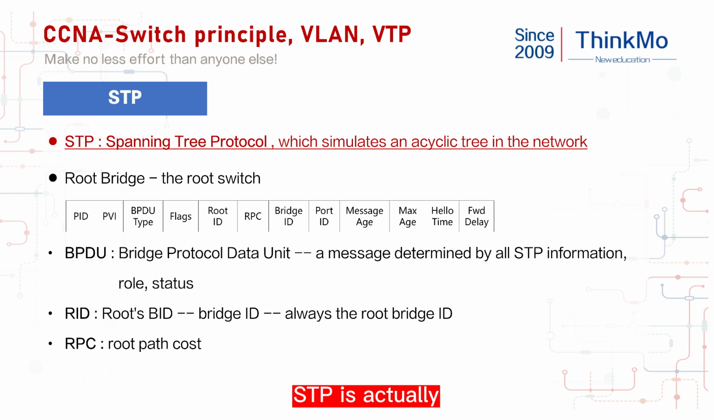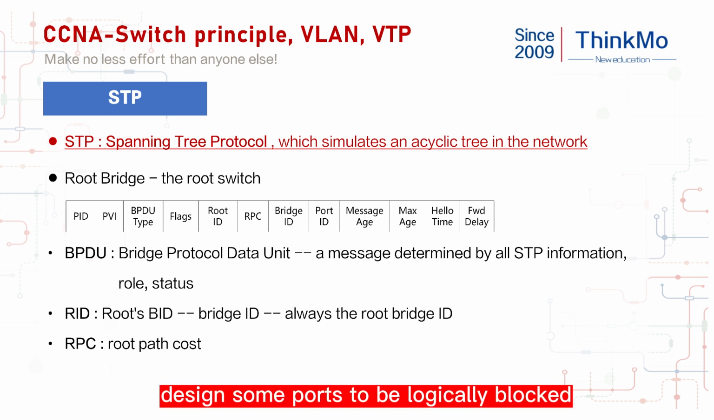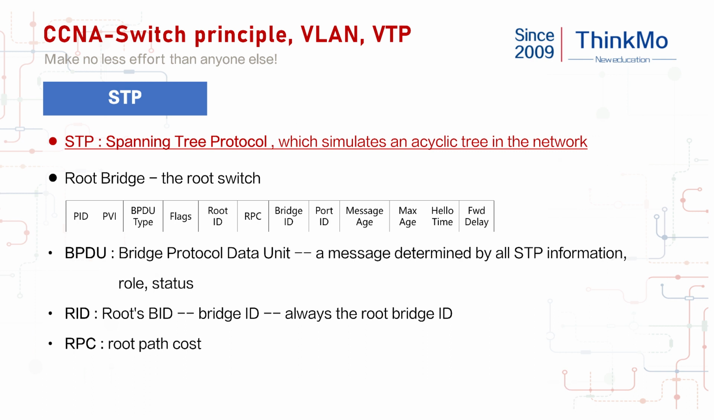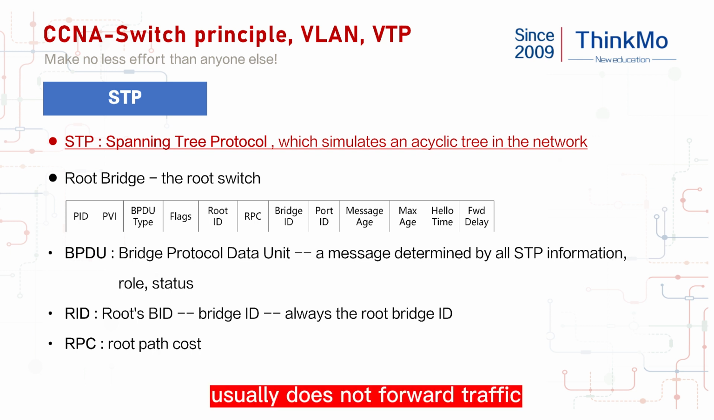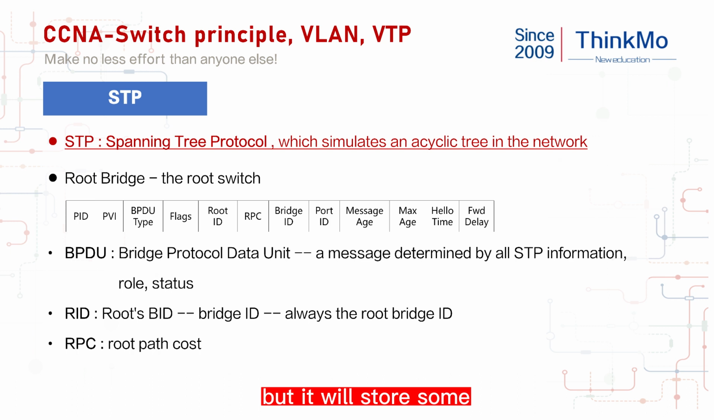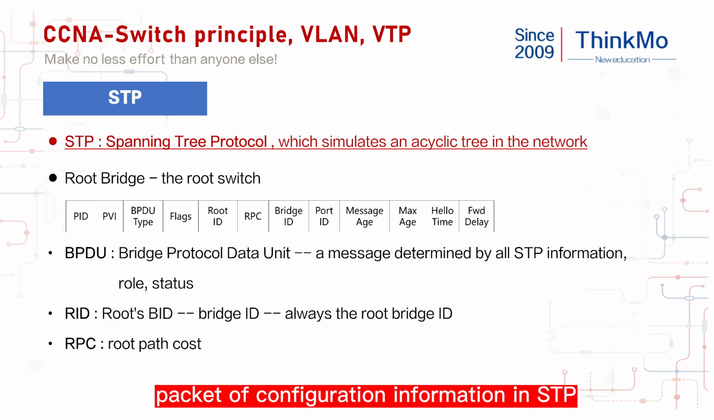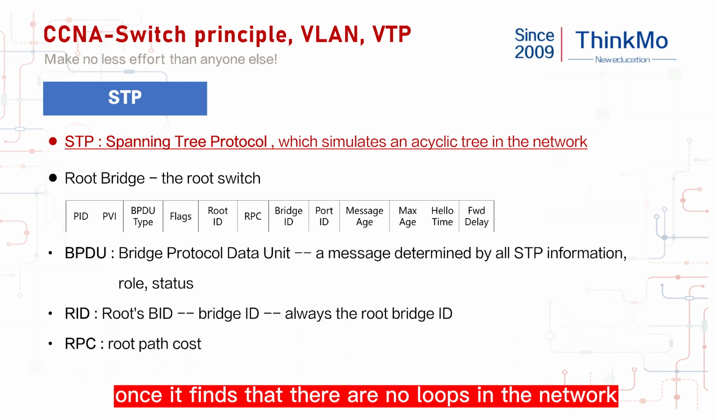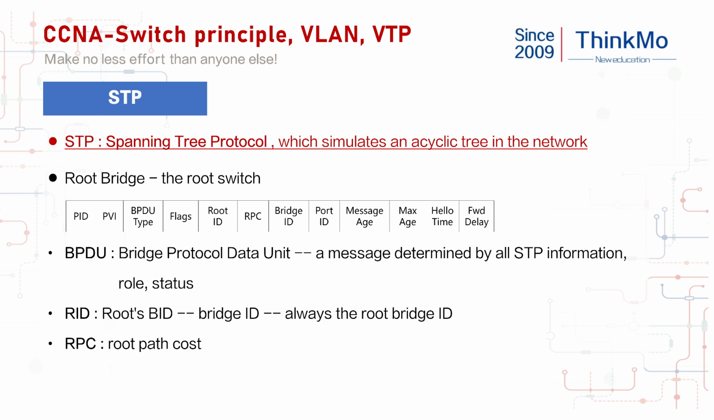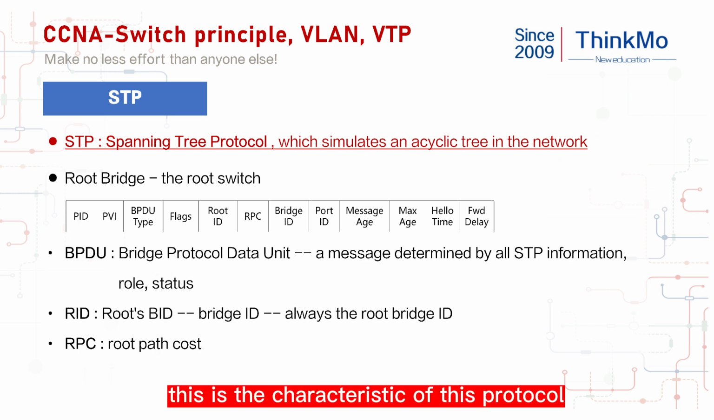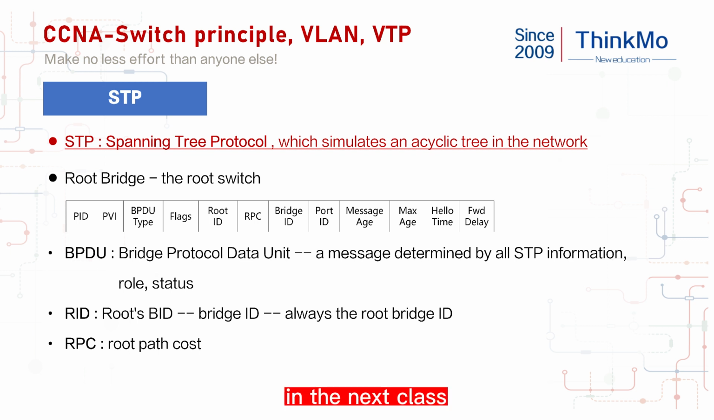STP actually designs some ports to be logically blocked. The port that is blocked usually does not forward traffic, but it will store some packets of configuration information in STP. Once it finds that there are no loops in the network, then the port will come up and start forwarding data. This is the characteristic of this protocol. Let's talk about how it is implemented in the next class.